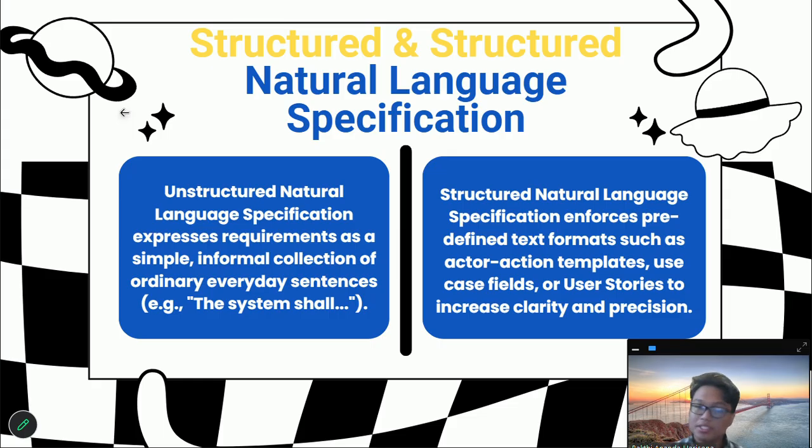And also, the opposite one is structured natural language specification. This enforces predefined text formats such as actor action templates, use case forms, or user stories to increase clarity and precision. So, these two ways are just how we write it. The first one is unstructured, the sentences we use every day, and the structured one uses a formal way, such as actor action templates, use case forms, or user stories, to increase the clarity.